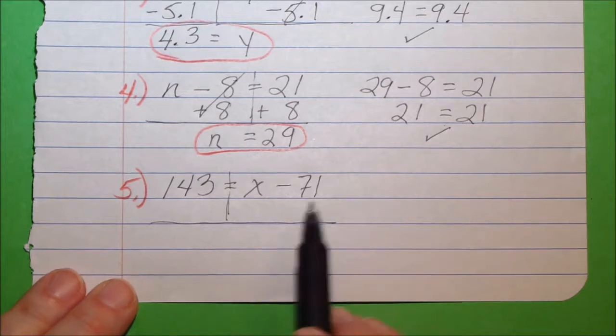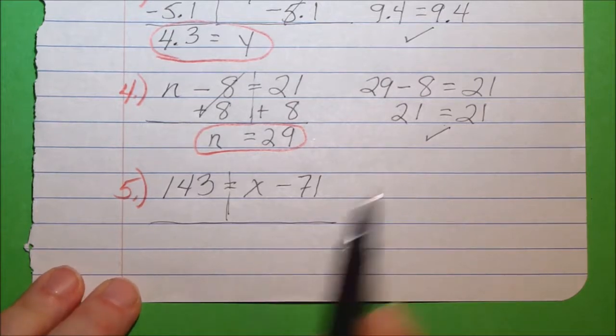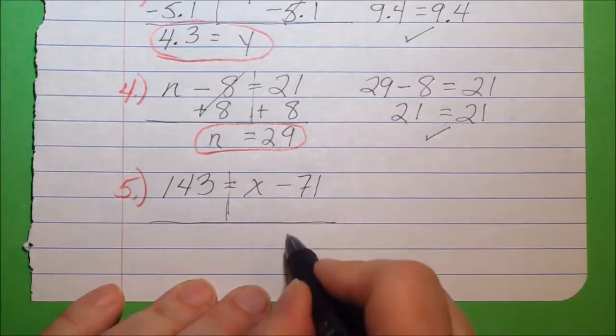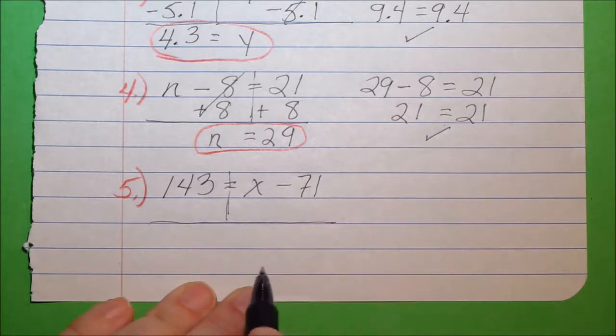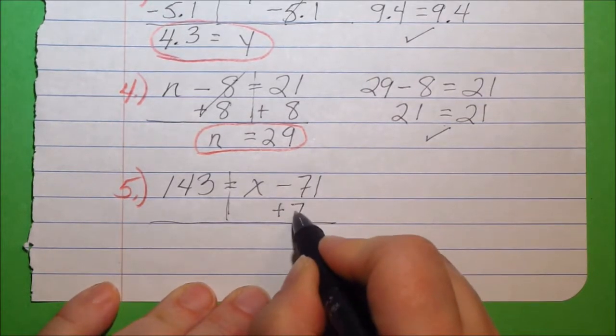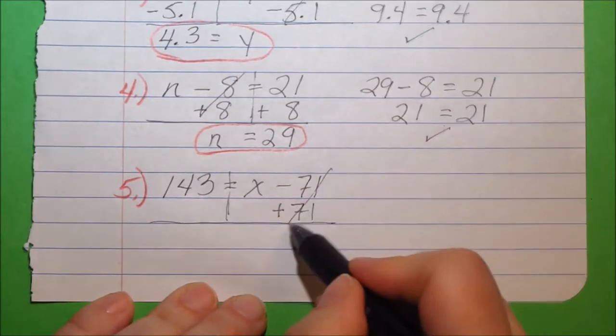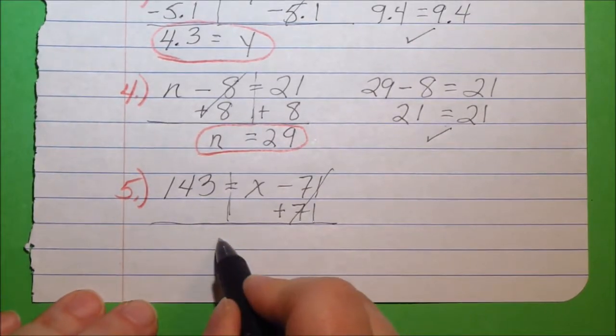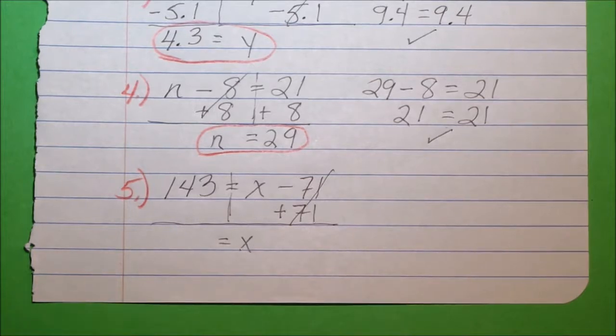X has got this minus 71 hanging out in his house. He wants him gone. It's our job to get him gone. I see a subtraction sign there, so my inverse operation is addition. Add 71 evicts that 71. And now X gets to be in his house all by himself. He doesn't want 71 as a roommate. He eats all of X's yogurt.